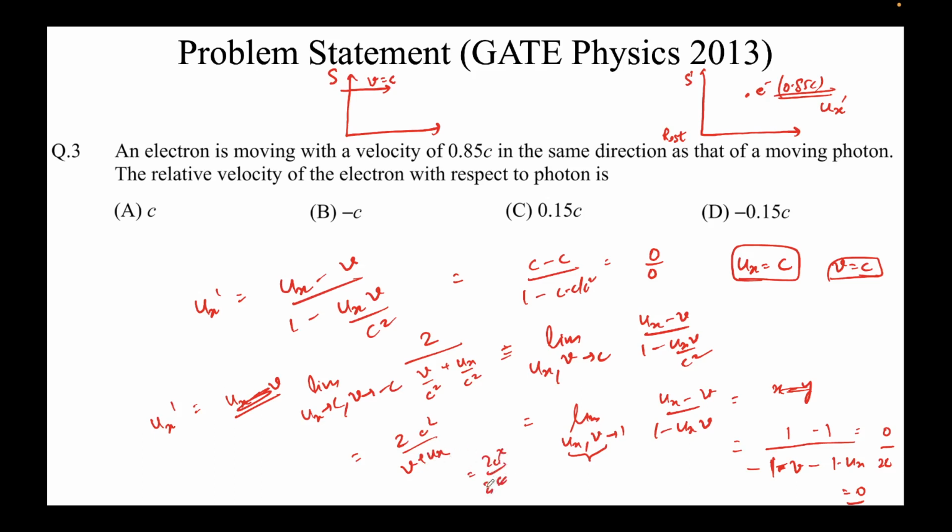Sorry, 2c. So it's coming out to be c. You understood it, or should I repeat? Is it clear? I'll repeat.